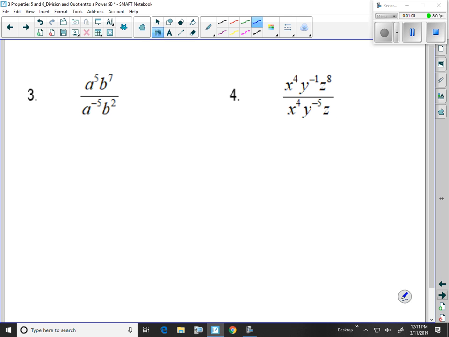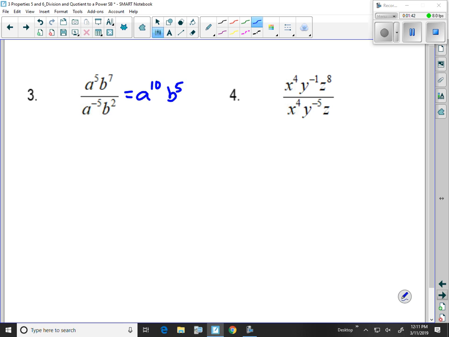All right, number 3. Now we have a to the 5th over a to the negative 5th. That's 5 minus negative 5. What's 5 minus negative 5? 10. 5 minus a negative 5. Let me write it. What happens when we have double negatives? Okay, and then we have 7 minus 2, b to the 5th. We tracking?